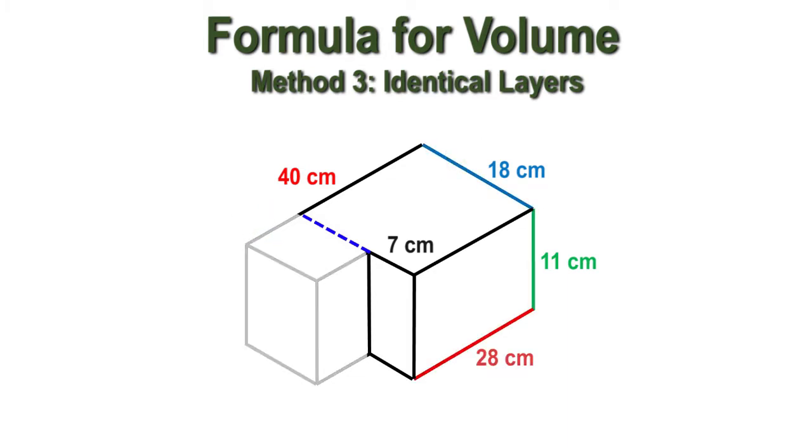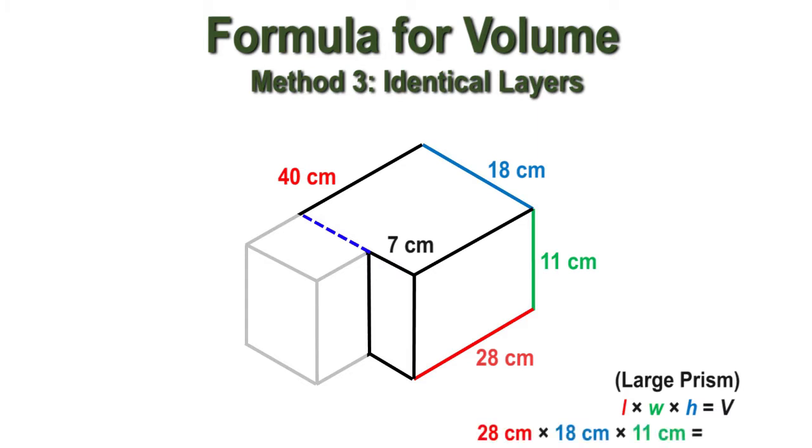We know the length of the large prism is 28 centimeters, which is provided as the measurement of the bottom edge. Similarly, we know the width of the large prism is 18 centimeters, as it is a provided measurement. We now have all three measurements we need to calculate the volume of the large rectangular prism. Length multiplied by width multiplied by height, or 28 centimeters multiplied by 18 centimeters multiplied by 11 centimeters. Using a calculator, we can determine the volume of the large prism to be 5,544 cubic centimeters.